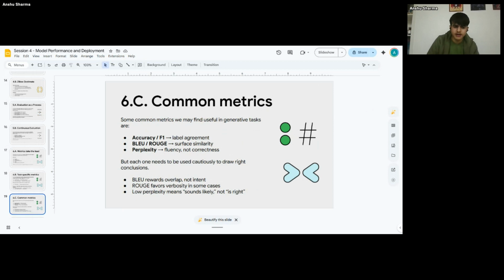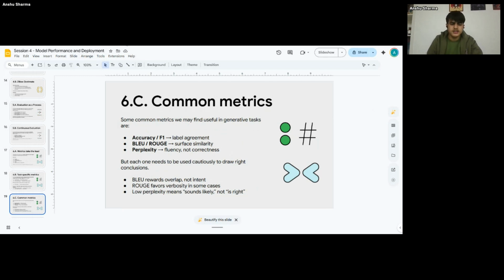So we have a few metrics here. To evaluate our generative models, we use these metrics. We have accuracy, we have BLEU and ROUGE, which are the most commonly used, and we also have perplexity, right? These three are useful as metrics, but they need to be used with caution, as we saw earlier in our case studies, that they are only guides, right?